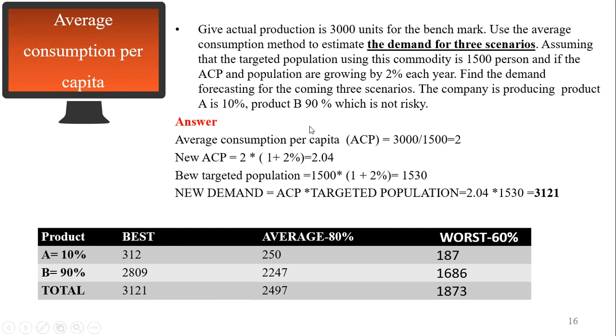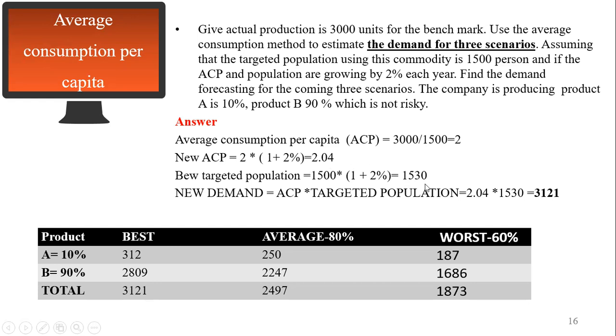So here, let's take this data and do the planning stage for my project. The average consumption is the total units produced, which is 3,000, divided by the population buying the product. Already here I have been given the target population, so the average consumption is 2. If the average consumption per person is going to grow by 2%, then it will be 2.04. By the way, the target population is growing as well by 2%, which is 1,530. So this 1,530 will be my targeted population. And this is the average consumption per capita.